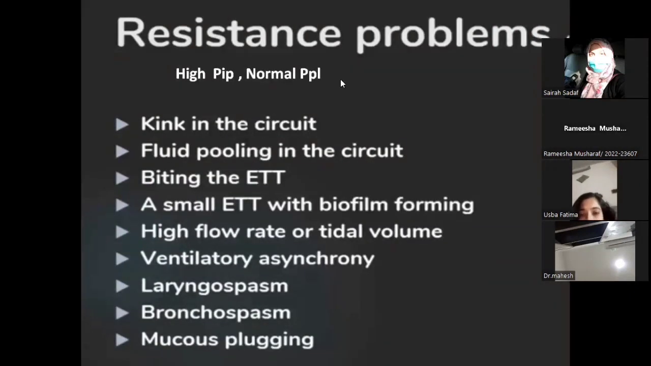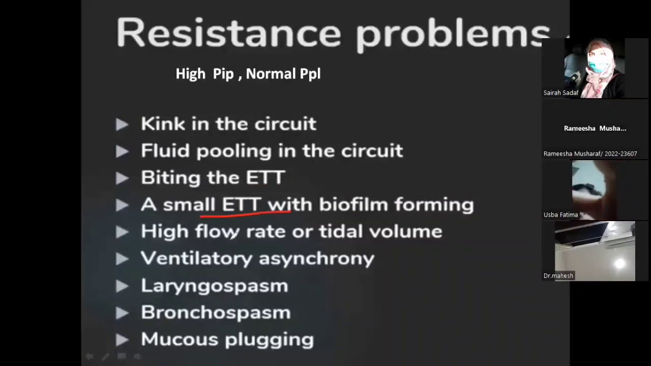You just have to make your concept clear, because all of these are related to the things that can cause an increase in airway resistance. Like you can see here, if the circuit is kinking, of course, it will provide resistance. Fluid pooling, mucus secretions in the circuit, of course, will narrow the pathway. If the patient is biting or clenching the ETT, of course, it will narrow the tube again.